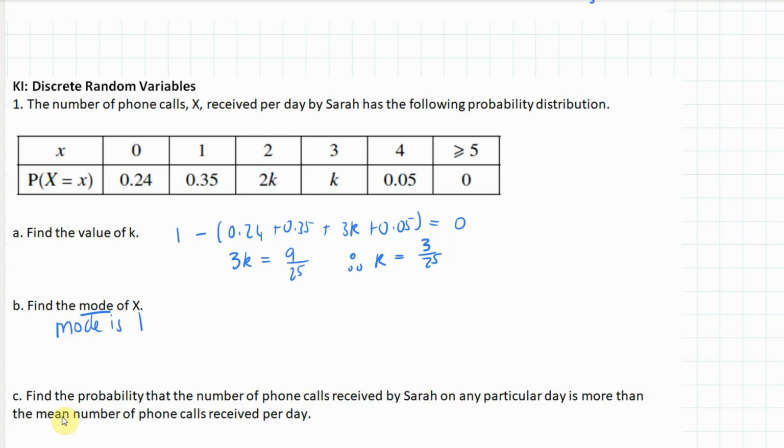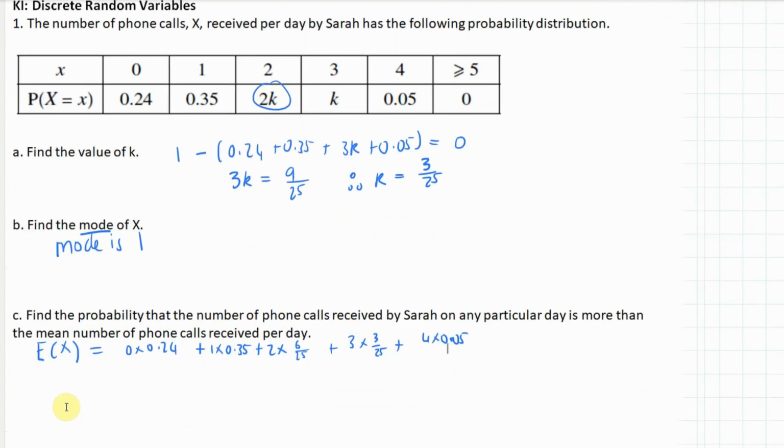Find the probability that the number of phone calls received by Sarah on any particular day is more than the mean number of phone calls. Okay, so first of all we want to find the mean, and we do that by finding EX, or expected value. So it's 0 times 0.24 plus 1 times 0.35 plus 2 times 2k, which is 6/25, plus 3 times now k, which is 3/25, plus 4 times 0.05. Now when we pop that into the old calculator, I'm getting 1.39.